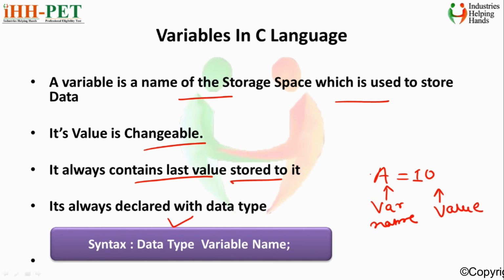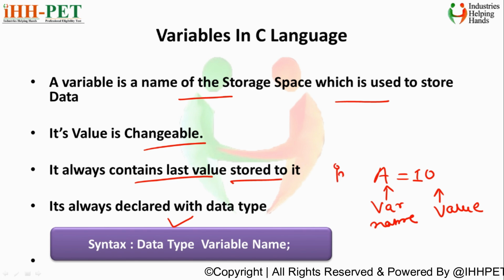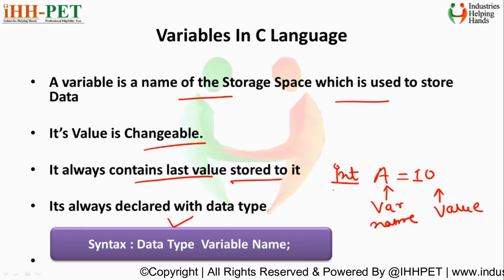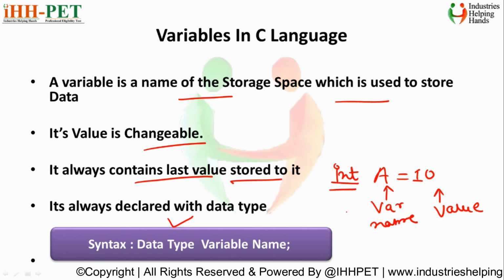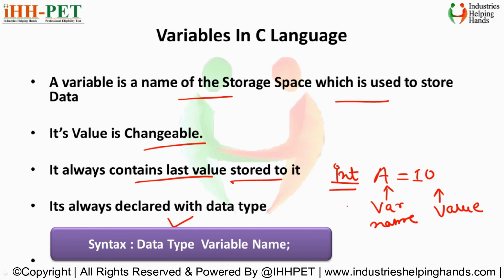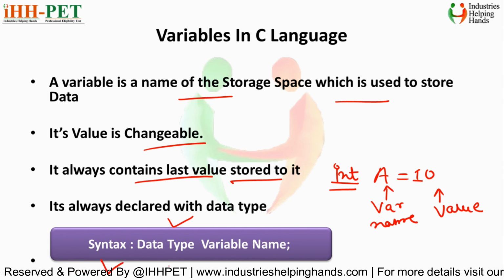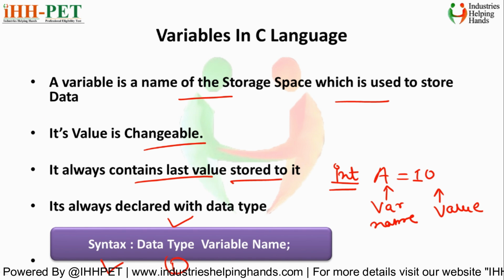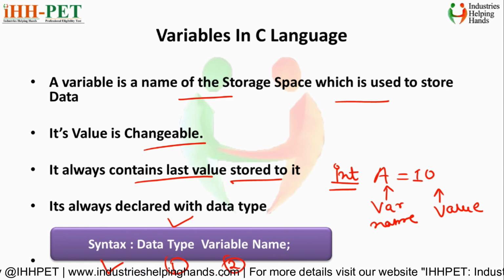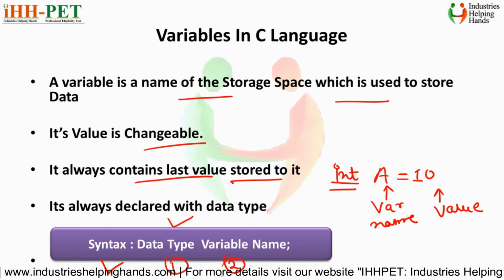But this will not be stored and you cannot use this in your C program, because for using this you need a data type. So a data type is required for declaring a variable, because we need to follow the syntax every time. Okay, so first the data type, then second the name of the variable you need to write.